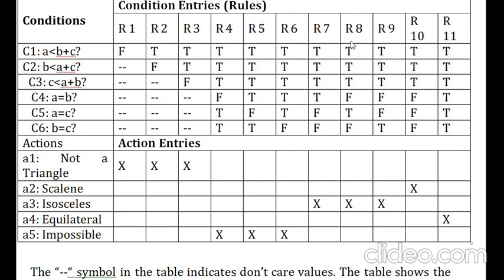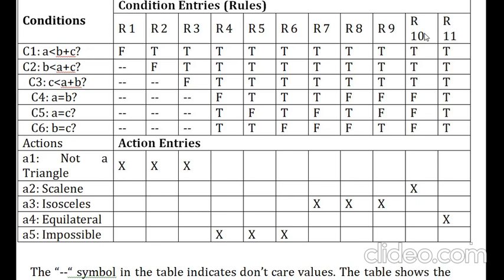So come to rule number 8. Definitely condition 1, condition 2, condition 3 are true. Then condition number 5, A equals C, is true, and the remaining two, condition 4 and condition 6, are false. Condition 5, A equals C, means two sides are equal, so definitely in the action entries we mention that it is an isosceles triangle. Same as R7 and R8, R9 is also the same. Condition number 6, B equals C, is true, then two sides are equal, so definitely it is an isosceles triangle in the action entries.